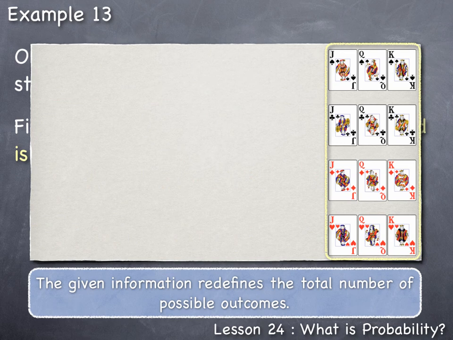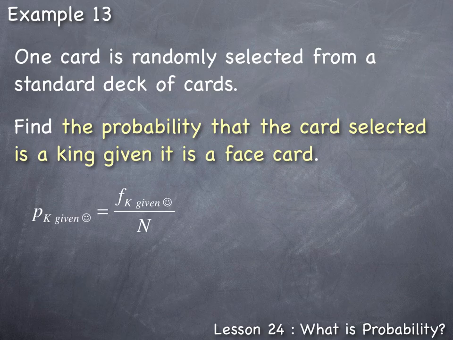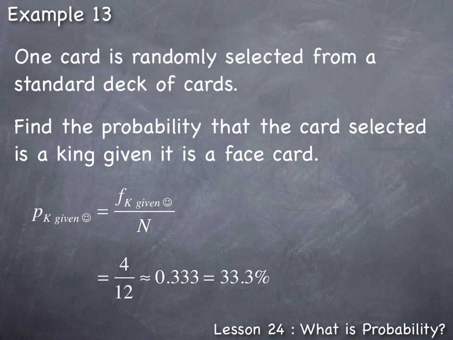Now the probability in question is, what's the probability it's a king? So out of the 12 face cards, there are 4 kings. So the probability that the randomly selected card is a king, given it's a face card, would be 4 chances out of 12. Thus, 4 chances out of 12 rounds off to 0.333 decimal, or 33.3%. Thus, the probability that the randomly selected card is a king, given that we know it's a face card, is 33.3%.